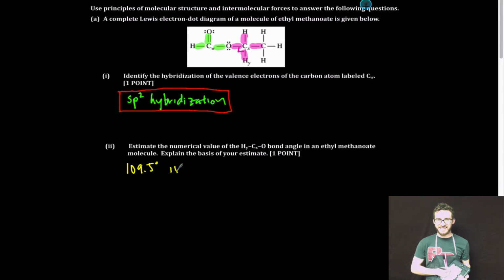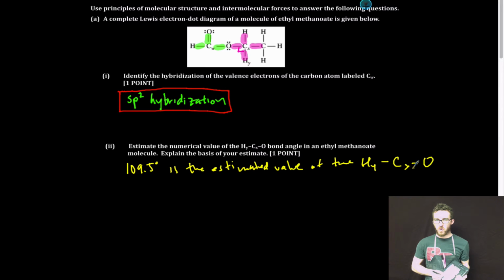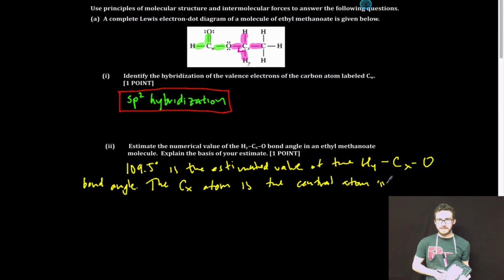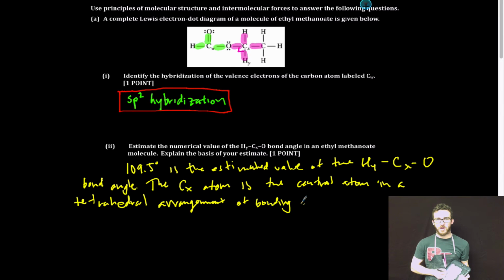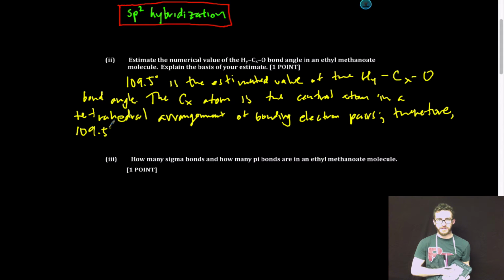109.5 degrees is the estimated value of the H-C-X-O bond angle. Okay, we've answered the question. Now let's be sure to explain the basis of our estimate. The CX atom is the central atom in a tetrahedral arrangement of bonding electron pairs. Therefore, 109.5 degrees is estimated. And you would know this because you spent countless hours practicing your VSEPR theory.